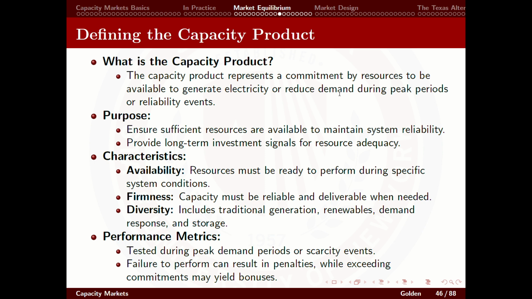And then I'm going to leave it here, and next time we'll continue with a look at defining the capacity price.